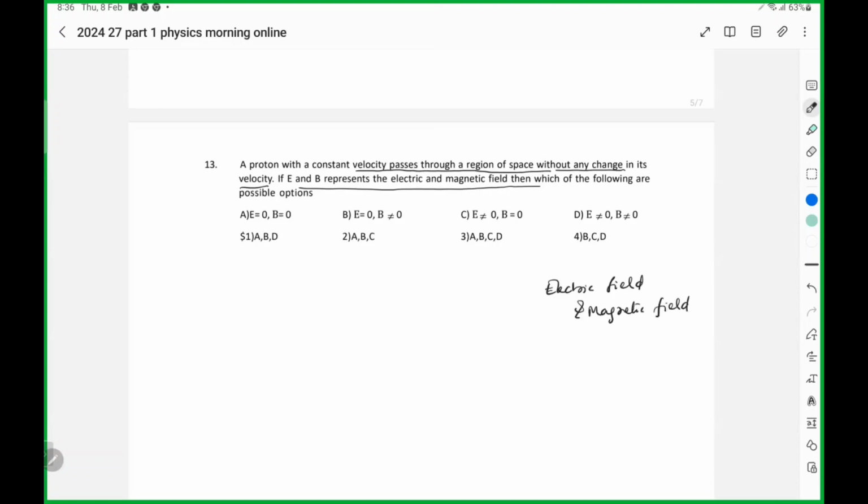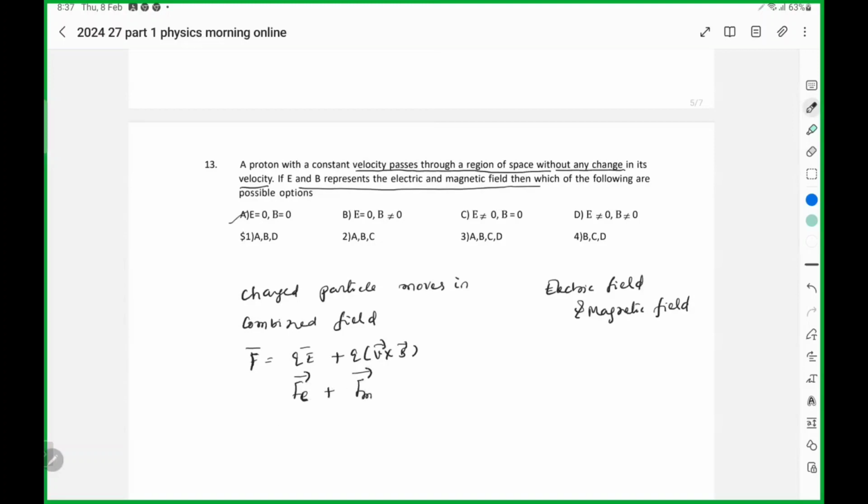If a charged particle moves in a combined field, combined meaning both electric and magnetic field, the force on it will be the Lorentz force, with V cross B. Let us see: when the electric field is 0, this is the force due to the electric field. This is the force due to the magnetic field.